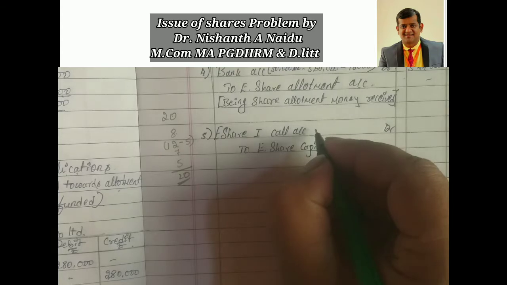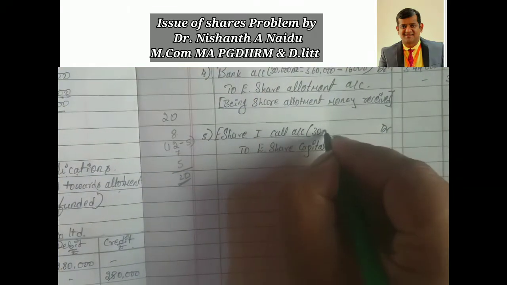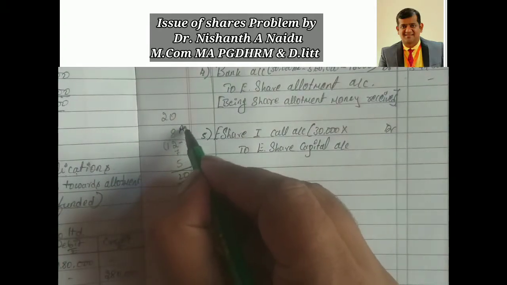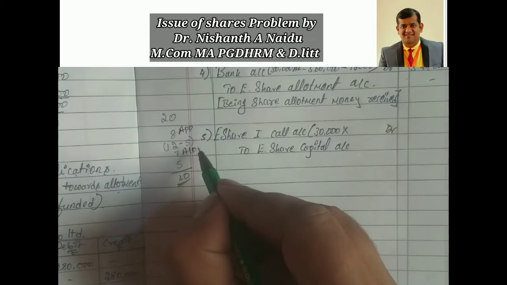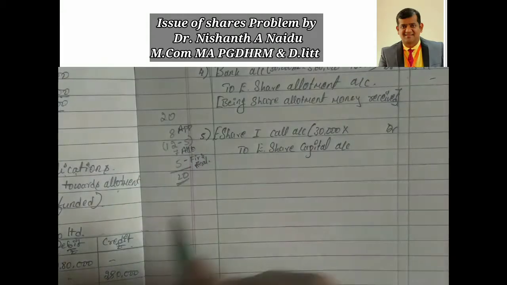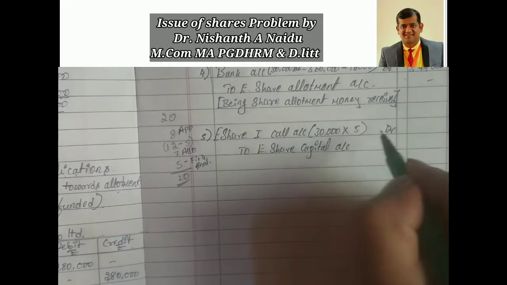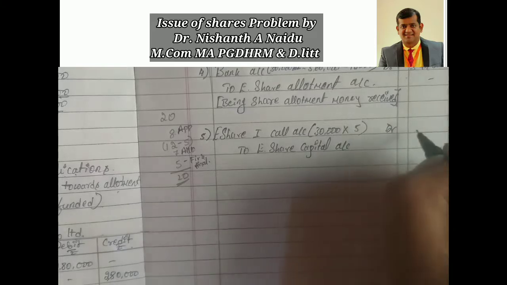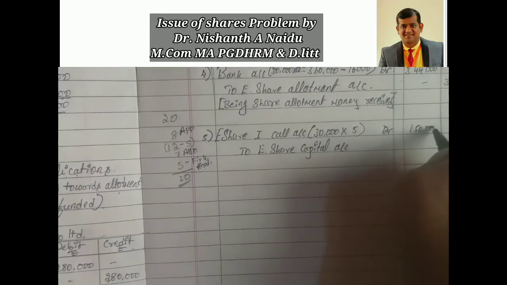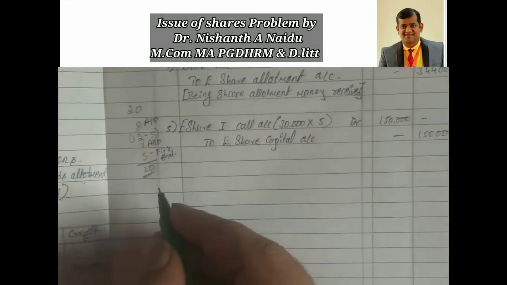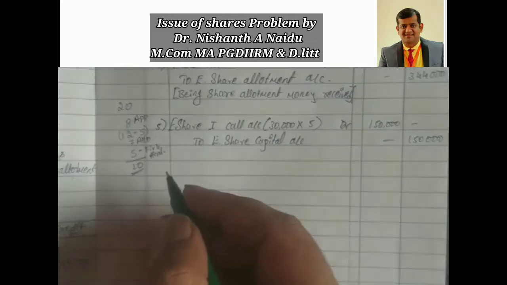So how much? The number of shares, 30,000 shares. What is the amount of final call? This is going to be application, this is allotment, and this is going to be first and final call. For your reference I am writing here. 30,000 into 5, 3 5s are 15, so that comes to 1,50,000. So write down 1,50,000 and 1,50,000.